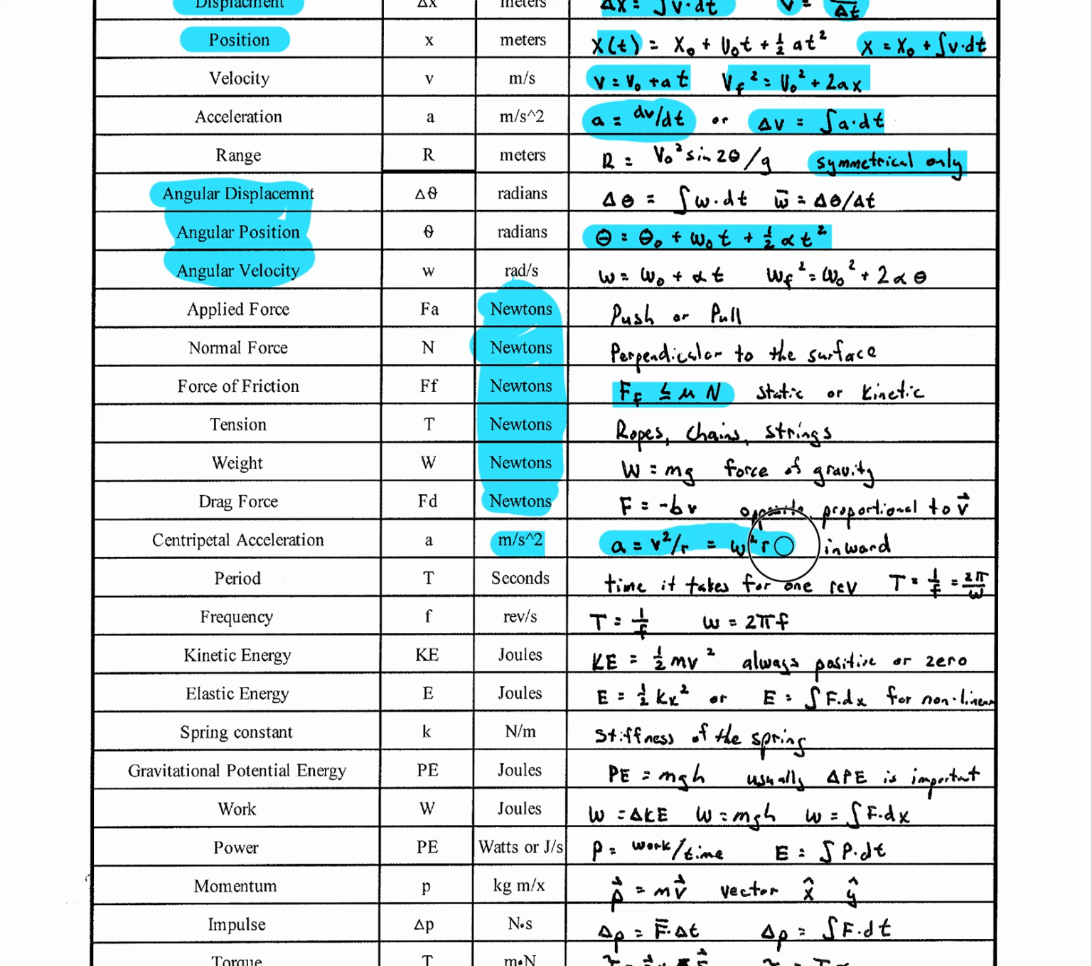And again, there's kind of two versions that are equivalent. You can do v squared over r or omega squared r. The centripetal acceleration for sure is inward. There's some force causing it to happen, which makes the thing move in a circle.